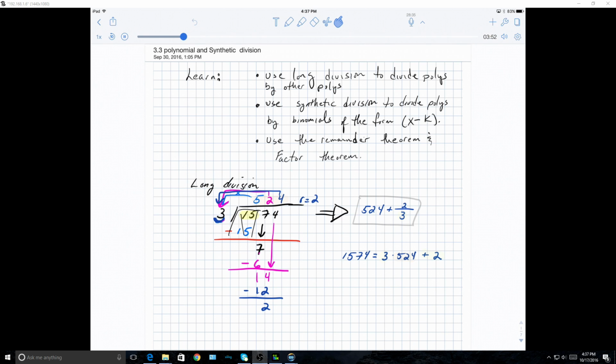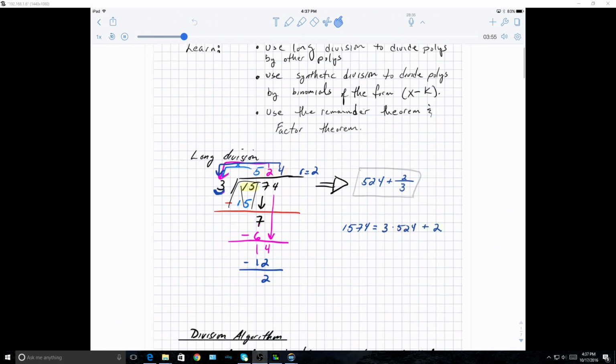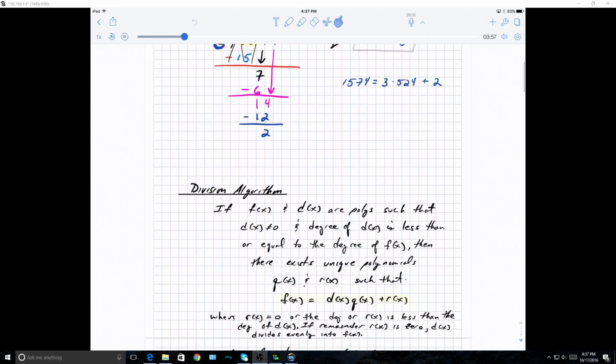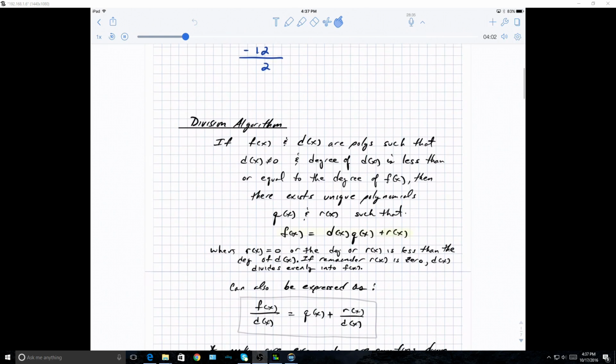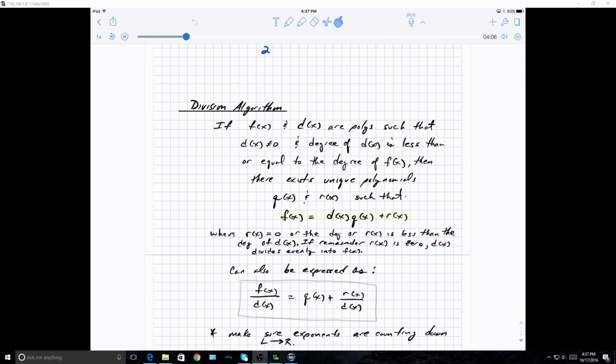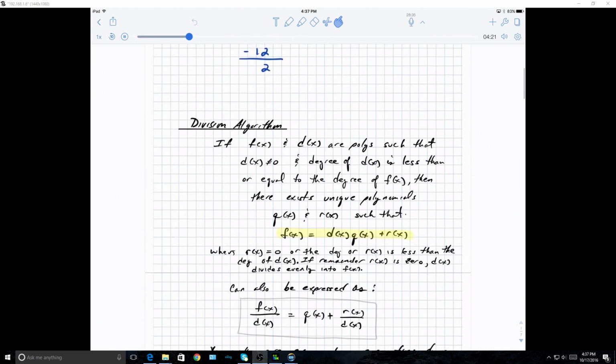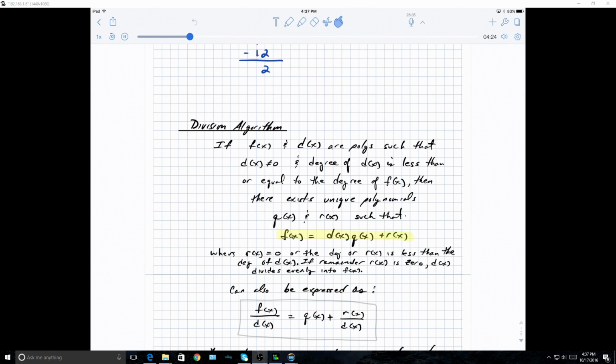1,574. And if we look down here now at the division algorithm, it states that if f of x and d of x are polys such that d of x does not equal 0, so that's the denominator, and the degree of the denominator with respect to x is less than or equal to the degree of the function f of x, then there exist unique polynomials q and r of x such that f of x, and this is where it gets really nice, is f of x is equal to the denominator d of x times the quotient q of x with the remainder r of x being added on.